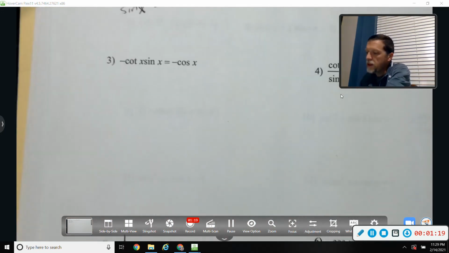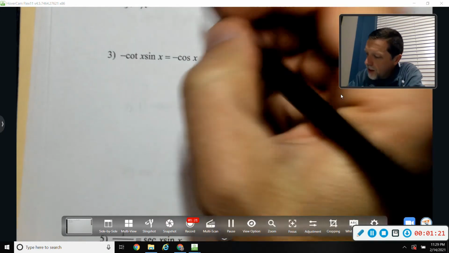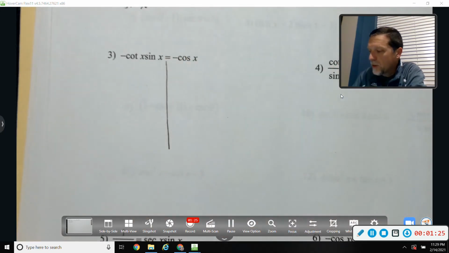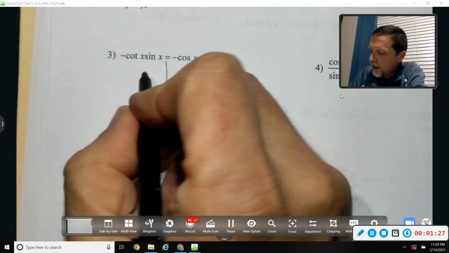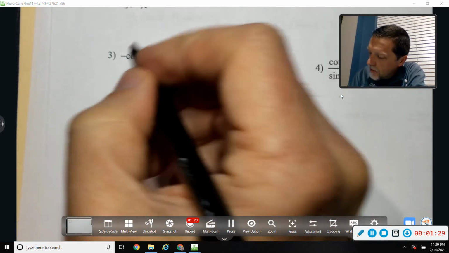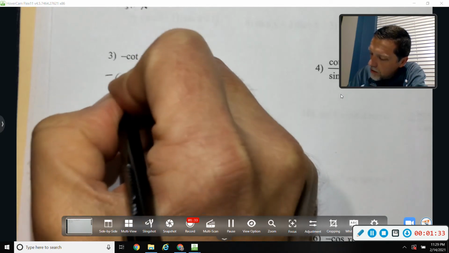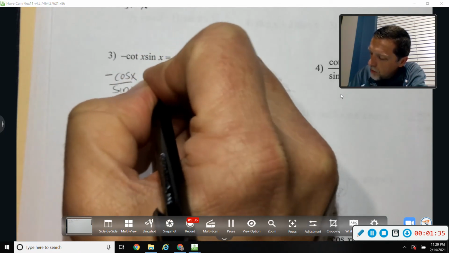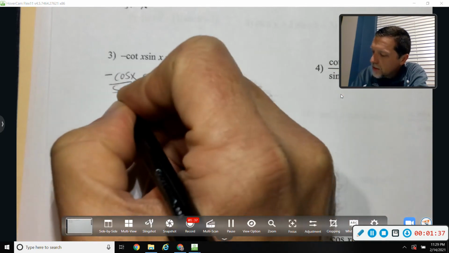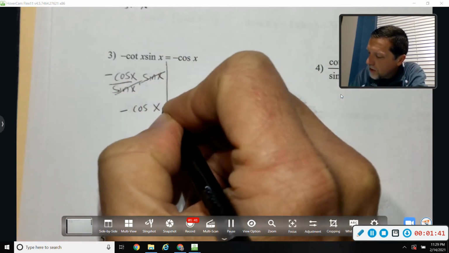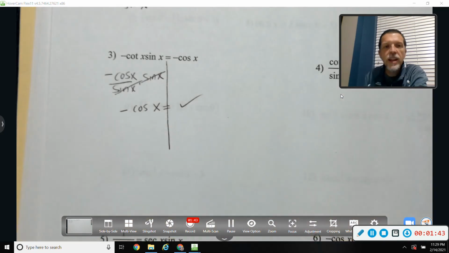Number 3. Negative cotangent times sine equals negative cosine. Again, pick one side, but pick the more complicated side. Clearly that's the left-hand side for this one. So negative cosine over sine times sine. Well, they don't get much easier than that one. The sines cancel and I'm left with negative cosine, which is exactly what's on the other side. So I'm good. That was a quick one.